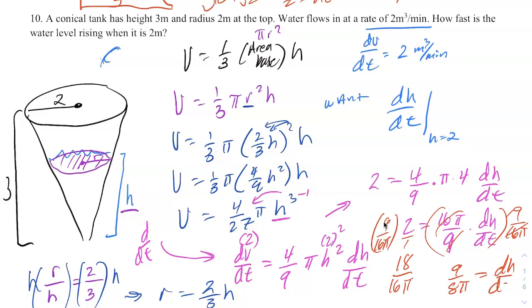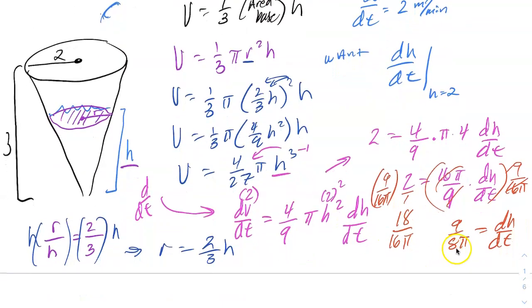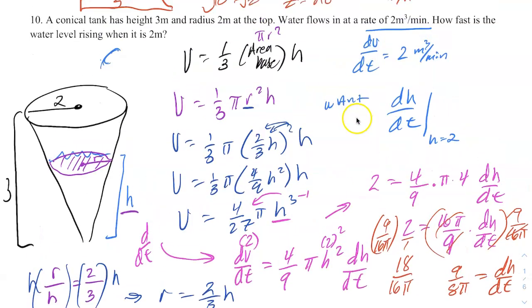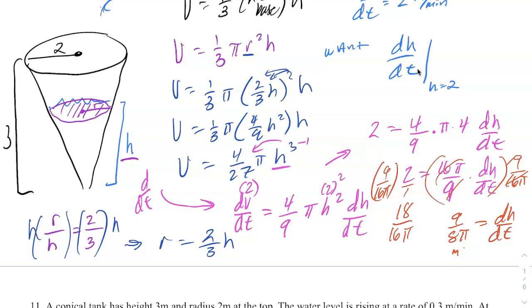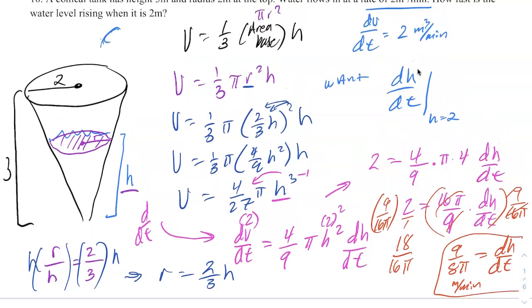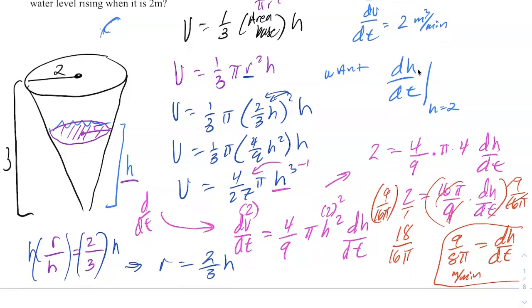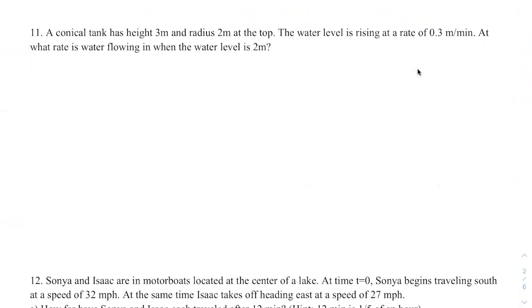dh/dt. Now, again, if you want units, what is h? It's a side. Remember, you only have a power if it's area or volume. So this would be whatever the side is, meters per minute. And there we go. That's the answer to this cone problem. Yeah, we love cone problems. So we're going to do another one.